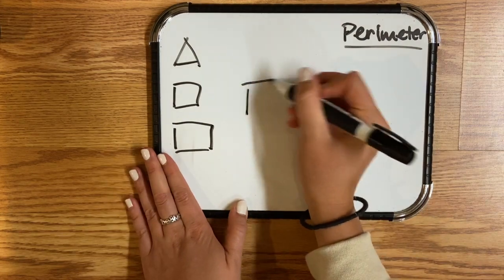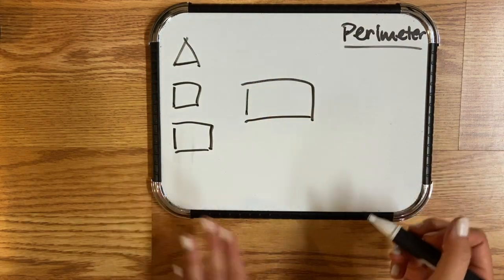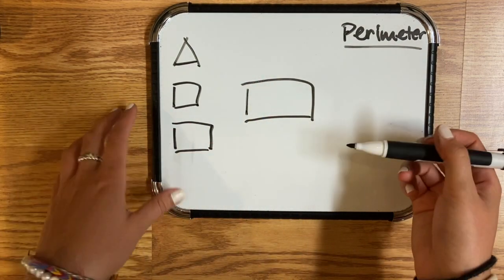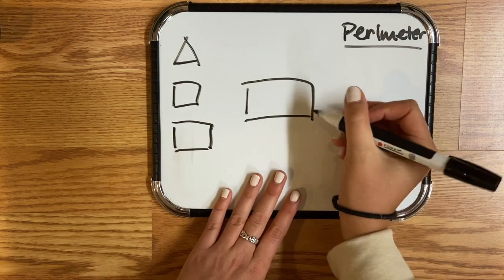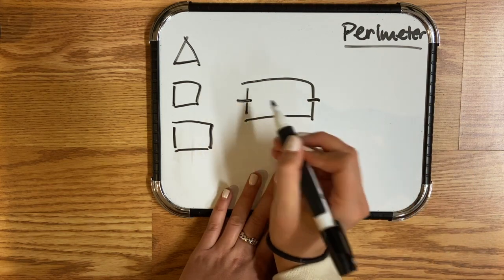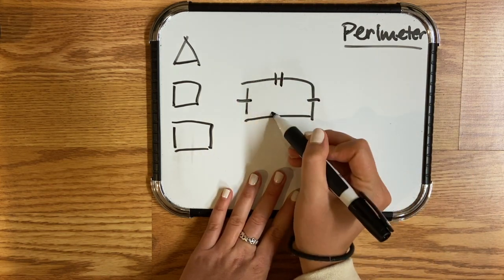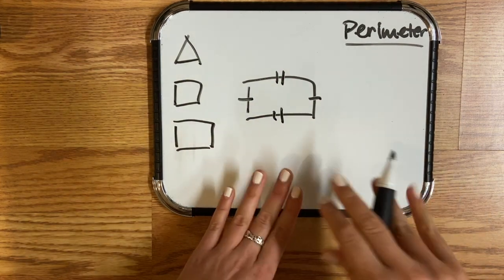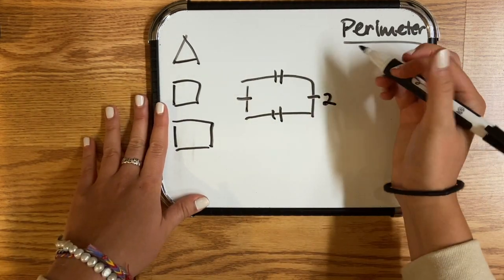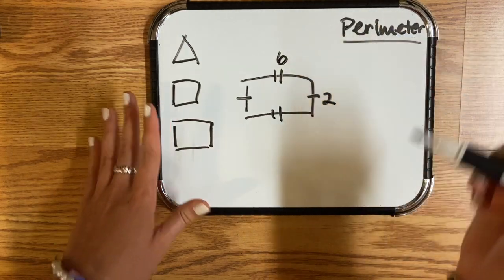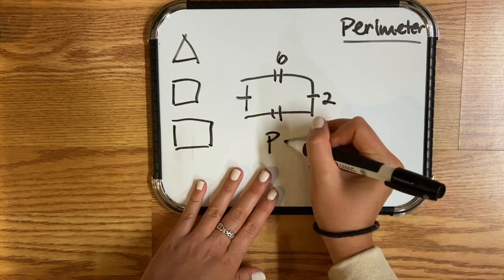Now for the rectangle, it's a tiny bit different, because a rectangle is different from a square in that only the opposite sides are equal in length. So this side is equal to this side, and this side is equal to this side. So in this type of problem, I have to give you 2 lengths. Let's say this side is 2, and this one is 6. How do we find the perimeter?